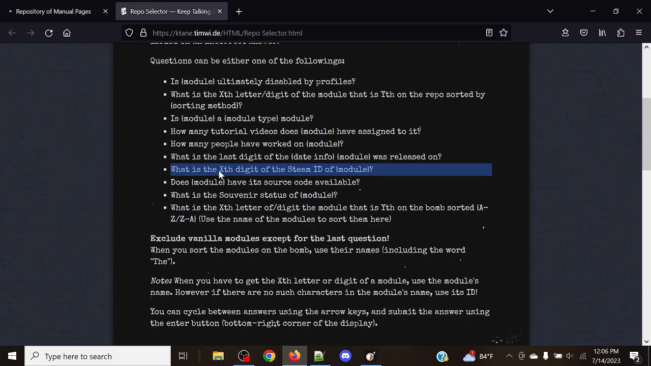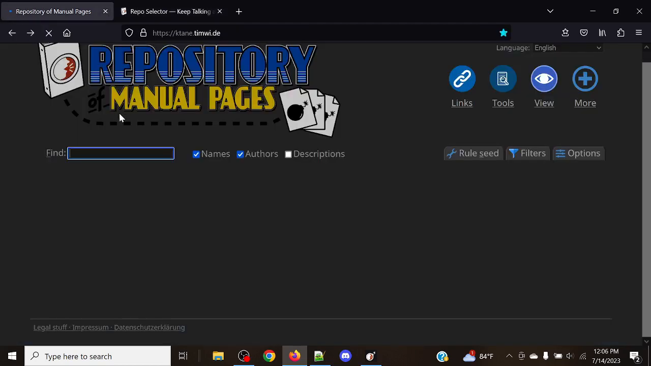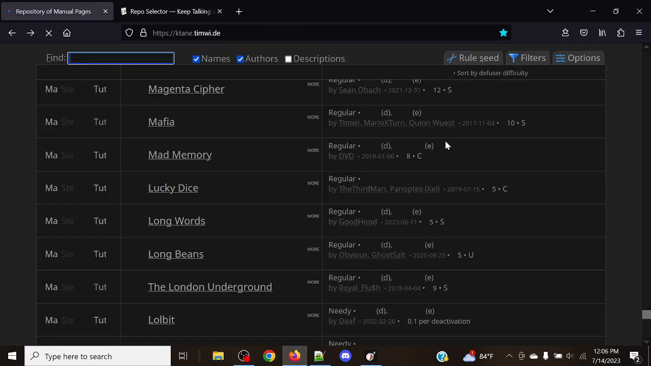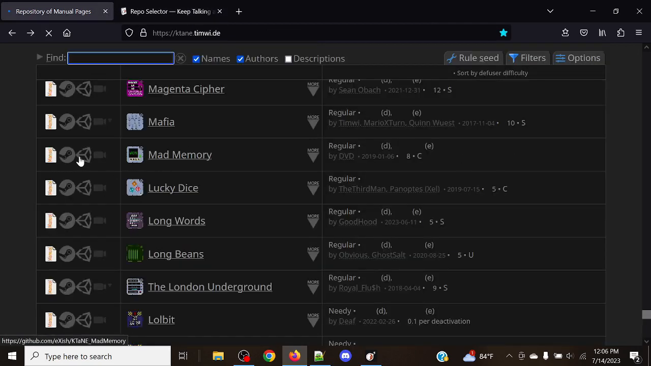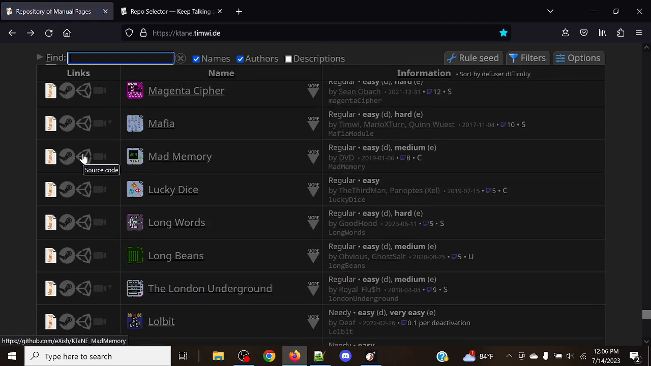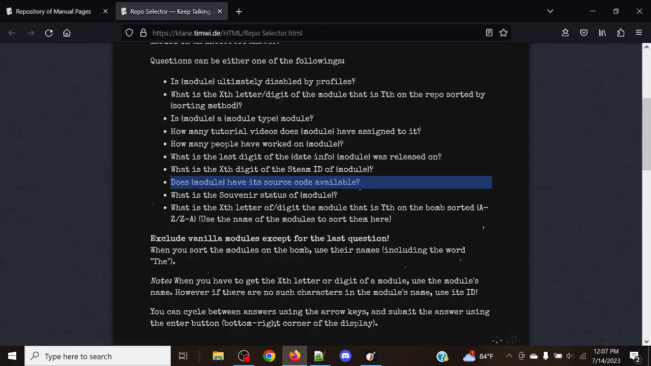Fairly straightforward. Does the module have its source code available? This one's an interesting one, and it's only going to be a yes or no question. Once the repo loads again, this little Unity icon refers to its source code. If you hover over it and you can see that source code option, therefore it is going to be available. Most of them will have their source code available, but there are a few exceptions where they actually don't have the source code available. So that's going to be important to know.